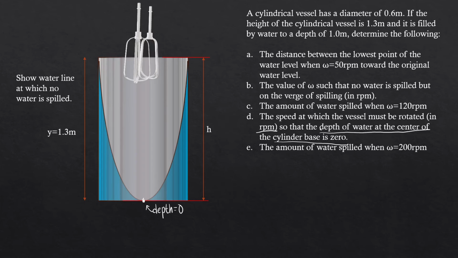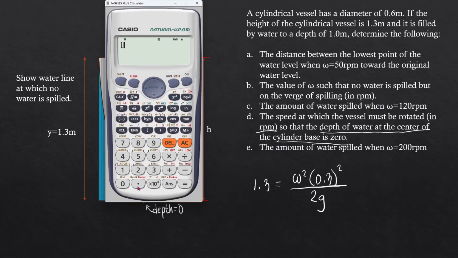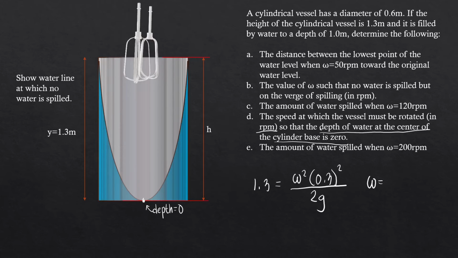Now since the total height of the cylinder is 1.3, then if the vertex of the paraboloid will just directly touch the base, then that means that our h is equal to 1.3 meters, or the total height of the cylindrical vessel. And so for this question, we have 1.3 meters. This is equal to w squared r squared, which is 0.3, divided by 2g. And so solving w, we have 1.3 equals w squared times 0.3 squared divided by 2 times 9.81. This gives us 16.83. So w equals 16.83, but this is still in rad per second.